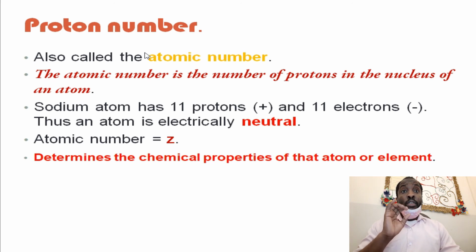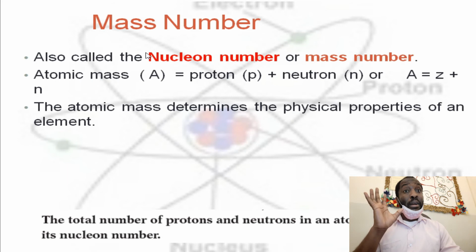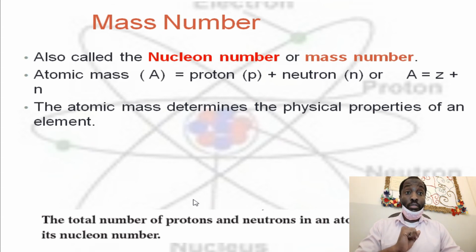Now, moving to the mass number, it is also known as the nucleon number. This number is the number of protons and neutrons in the nucleus of an atom. This number determines the physical properties of the atom, and this is actually thanks to the number of neutrons.